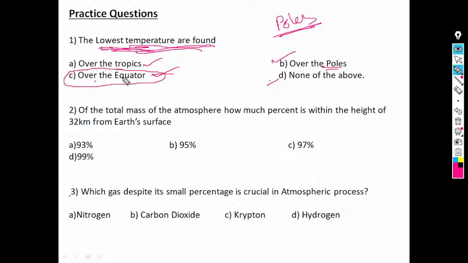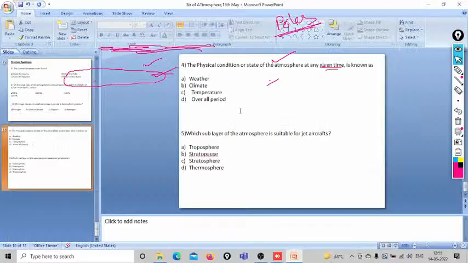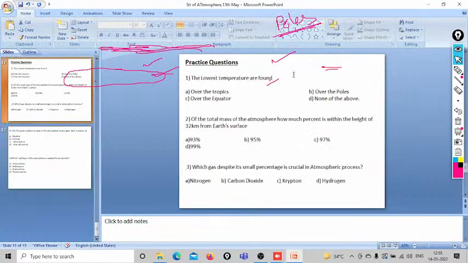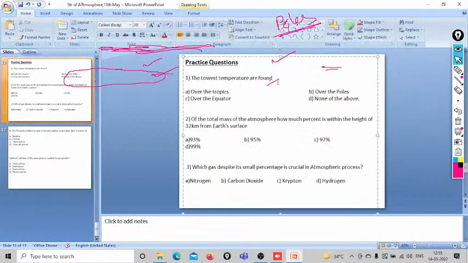Lowest temperature. Okay, just 1 second. Lowest temperature range.